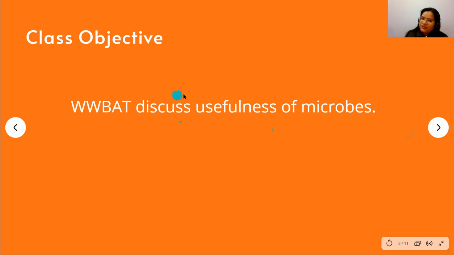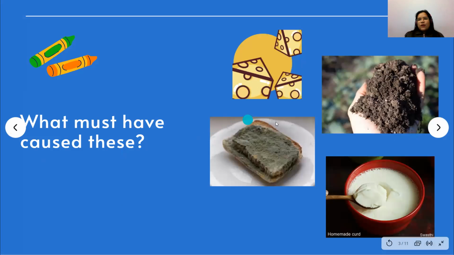So in this, the objective is really very simple. We are starting first with the microorganisms. We will be able to discuss the usefulness of the microbes in this. As you all know, microorganisms are also called microbes. So I want you to just carefully look at this picture. You can even pause the video if you want. Just look at the picture and see, what do you think must have caused these things to happen?